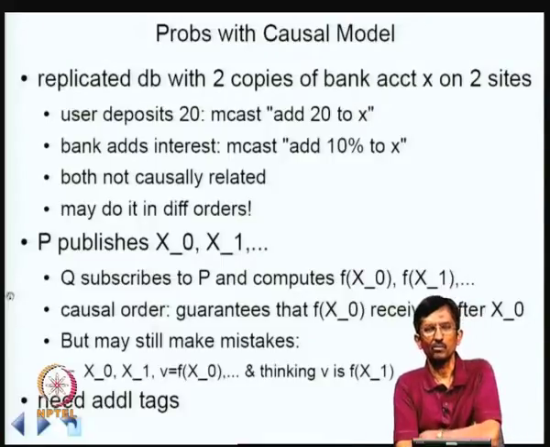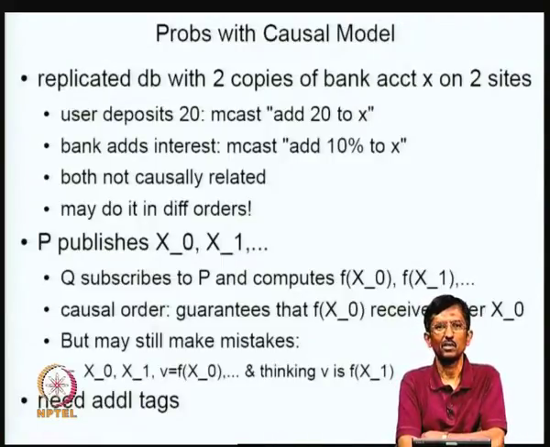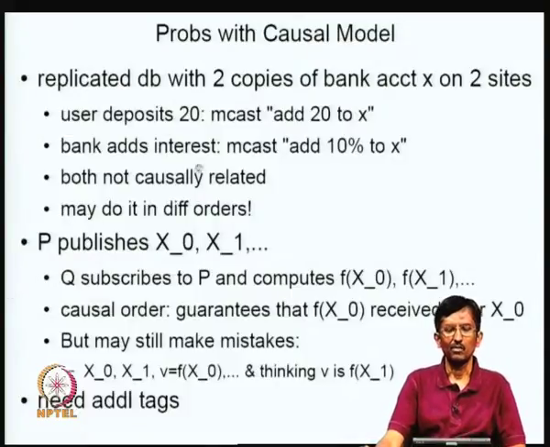Now, let me just mention that this causal model actually can sometimes be misleading. So, one has to be careful. You have to see exactly what its capabilities are. Okay. For example, consider a replicated database, and you have 2 copies of a bank account on 2 sites. Now, it is possible that I have multiple operations going on. What is the first one doing? The first one deposits 20 units of currency. So, what is the equivalent of that? I have to multicast, add 20 to x.